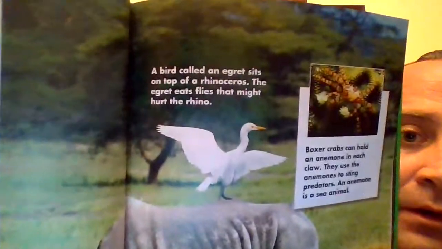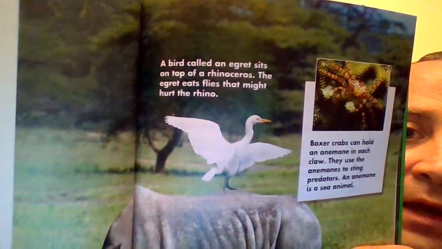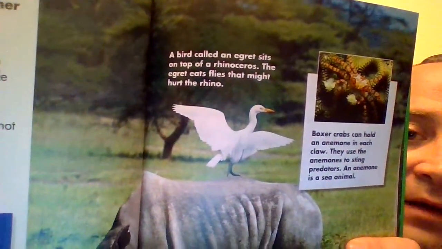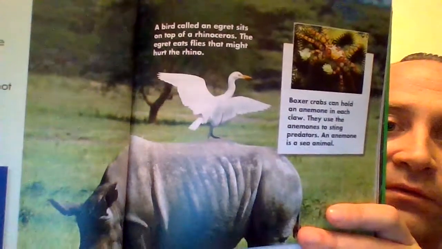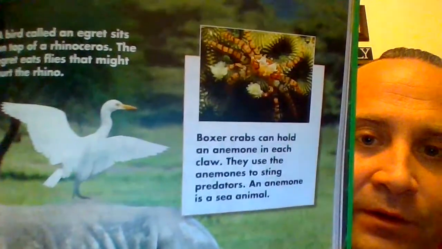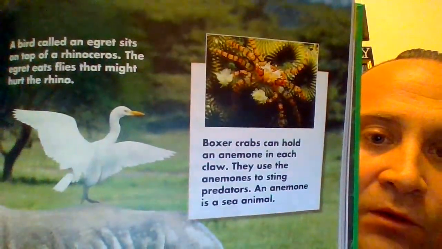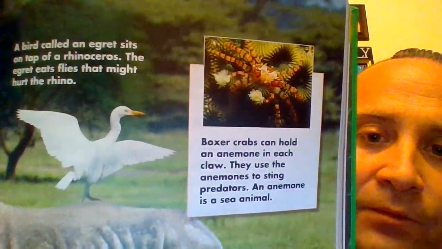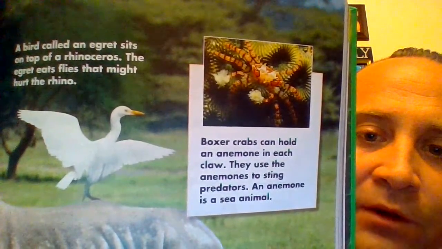There we go. A bird called an egret sits on top of the rhinoceros. The egret eats flies that might hurt the rhino. That is interesting. What do you have here? Boxer crabs can hold an anemone in each claw. They use the anemone to sting predators. An anemone is a sea animal. That is so clever. How does the crab know that?